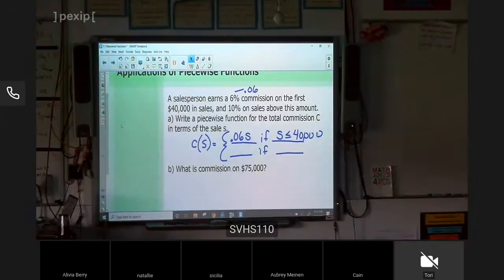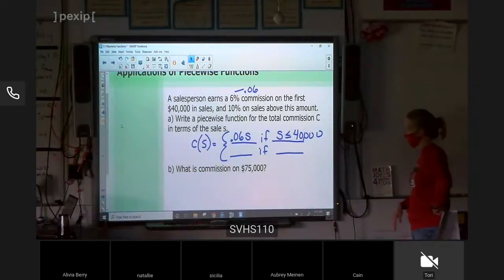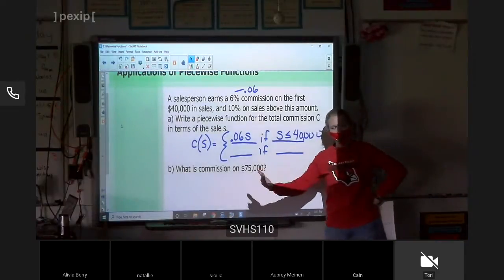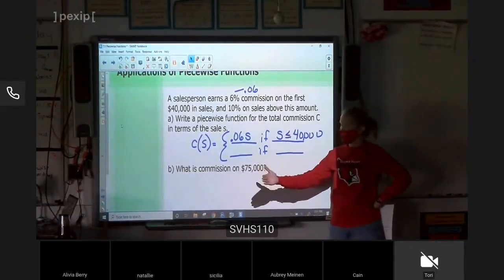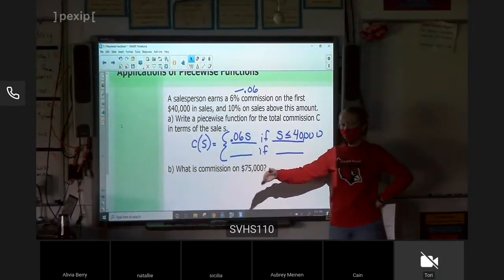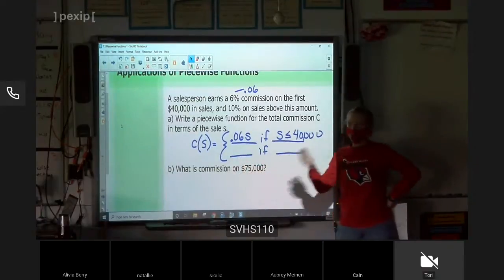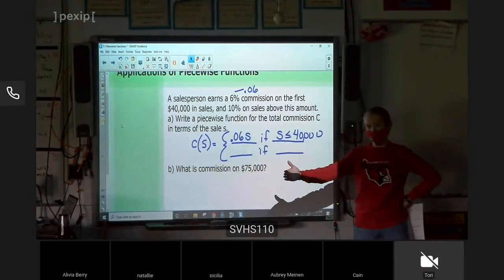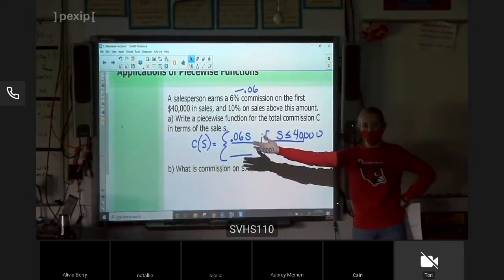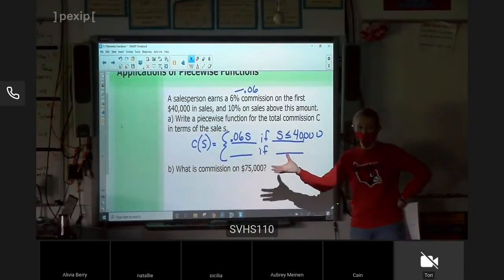Then it says above $40,000, they will then earn 10% in sales. So no matter what, they earn 6% on their first $40,000 in sales, and then if they get, I don't know, $48,000 in sales, they earn 6% commission on the first 40, and then they earn 10% commission on that last 8,000. That's actually how taxes work.